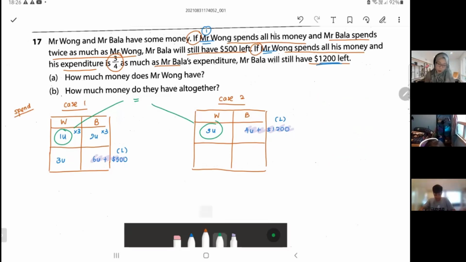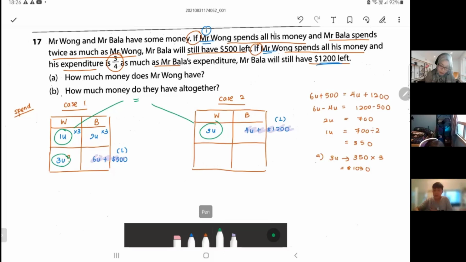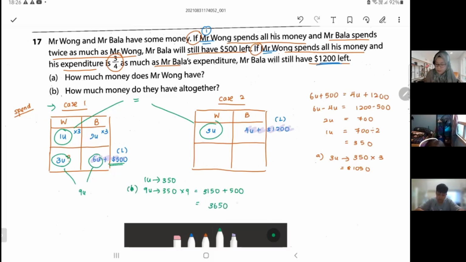How much money do they have altogether? So if you look at altogether, Mr. Wong, Mr. Bala, total is 9 units. And then you just look at either case 1 or case 2. I'm going to just look at case 1, easy. So 1 unit is 350. 9 units is 350 times 9 equals 3150, plus the extra 500 left equals 3650. This is the answer for part B. Done. This is A. Okay.